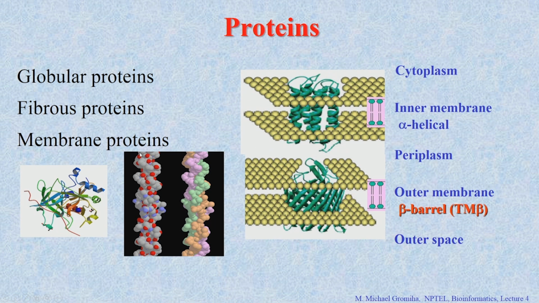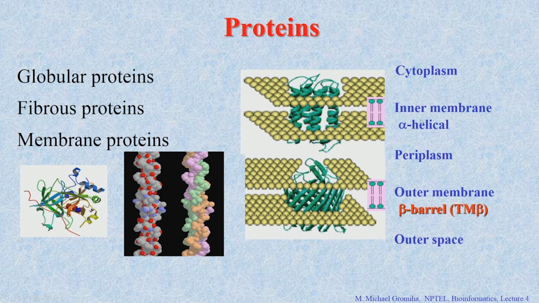The other type of proteins are called membrane proteins. Membrane proteins are proteins embedded in the lipid environment in the membrane region. So, here I show the examples. This is an example for the globular proteins. This is an example for a fibrous protein, you can see elongated chains, and this is an example for a membrane protein.